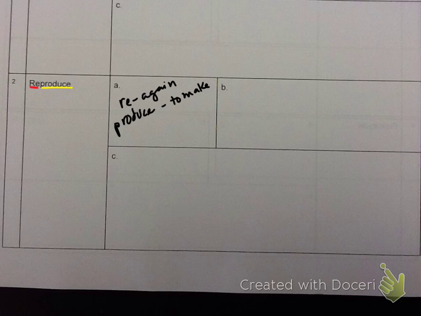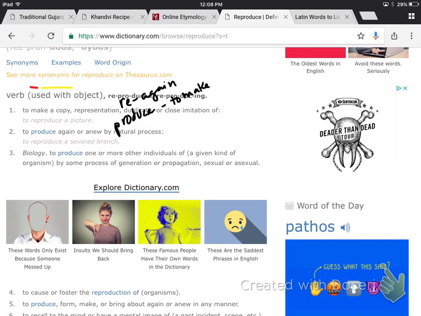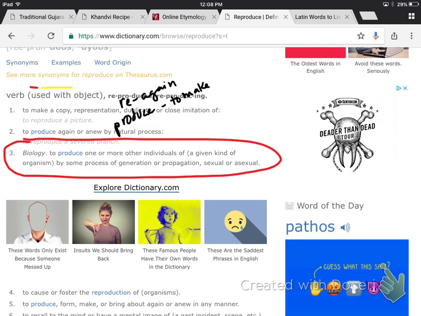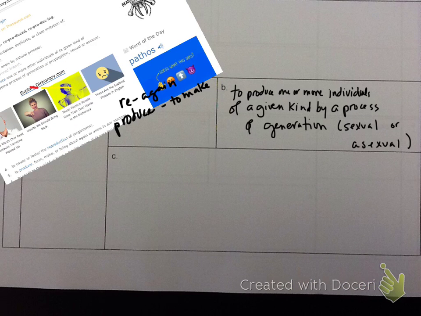And if I look at dictionary.com, I like this because it actually gives me multiple definitions, but it says right here, this one is biology. To produce one or more individuals of a given organism by some process of generation or propagation, either sexual or asexual, and we'll talk a lot more about what that means, so let's write that down. Okay, so to produce one or more individuals of a given kind by a process of generation, sexual or asexual. So that's the dictionary definition.